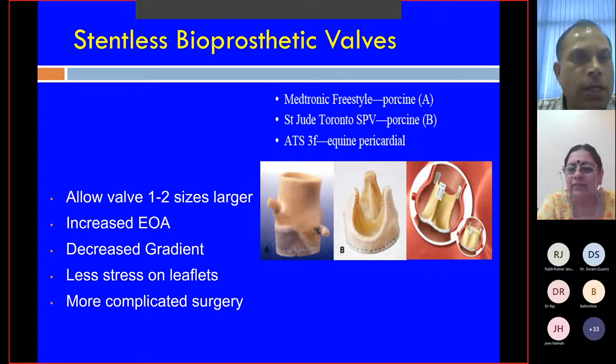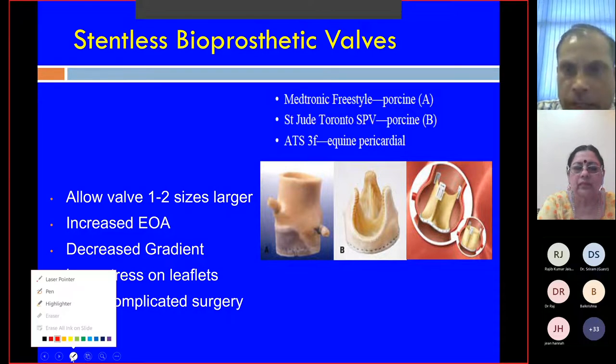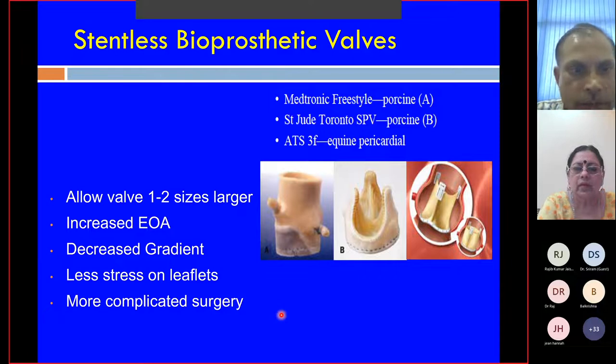Okay. The other can be a stentless bioprosthetic valve, where there is no stent, like you see in the Medtronic Freestyle or St. Jude Toronto SPV valve. So you can implant a valve one or two sizes larger. There will be an increase in effective orifice area and decrease in gradient, and also less stress on the leaflets. However, it requires more complicated surgery.